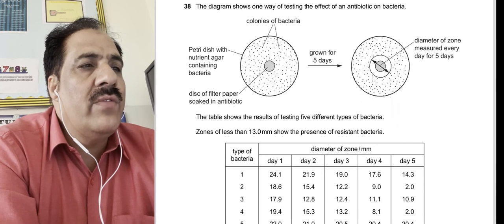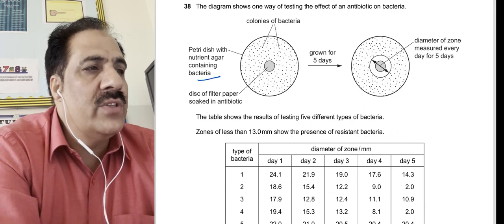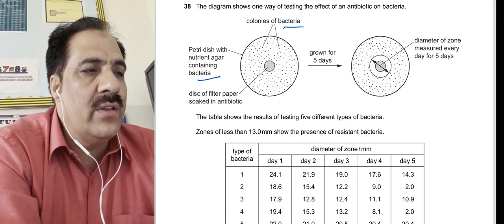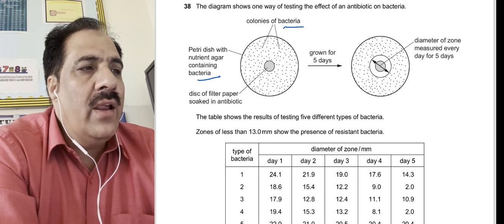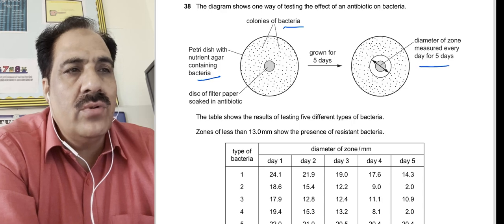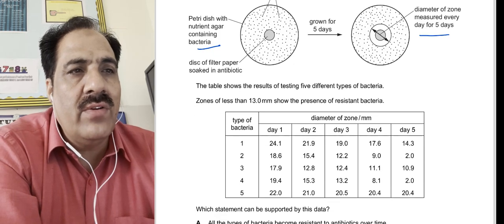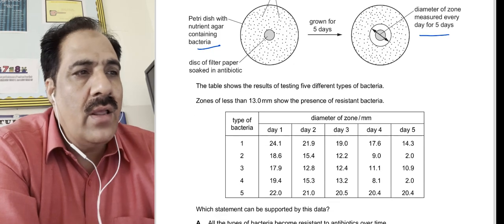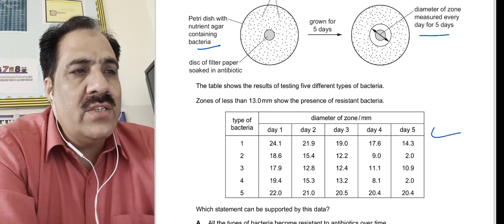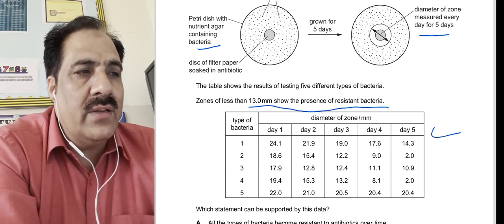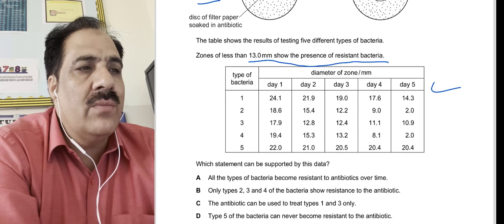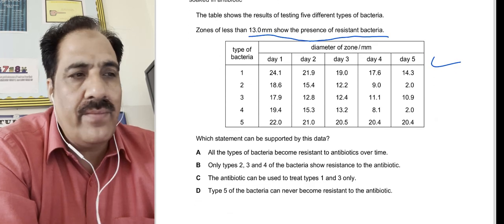The diagram shows one way of testing the effect of an antibiotic on bacteria. So we have the petri dish with the nutrient agar containing bacteria. These are the colonies of bacteria, and this is the disc of filter paper soaked in antibiotic. So the diameter of the zone is measured every day for 5 days. The table shows the results of testing 5 different types of bacteria. This is the table. Zones of less than 13 mm show the presence of resistant bacteria.